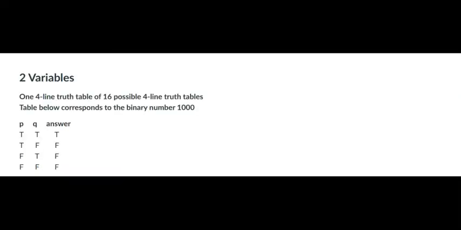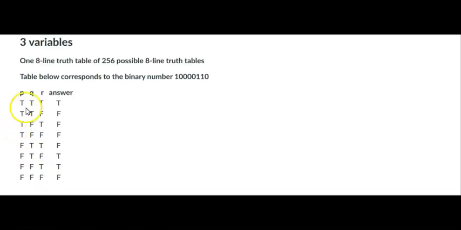With 2 variables, P and Q, we have a total of 16 possible 4-line truth tables. And one truth table, which would correspond to the binary number 1000, is as listed below, where P, again, we list the trues first and then the falses, and then Q goes true, false, and here's the possible answer that corresponds to 1000, where of course 1 is a T and 0 is an F.